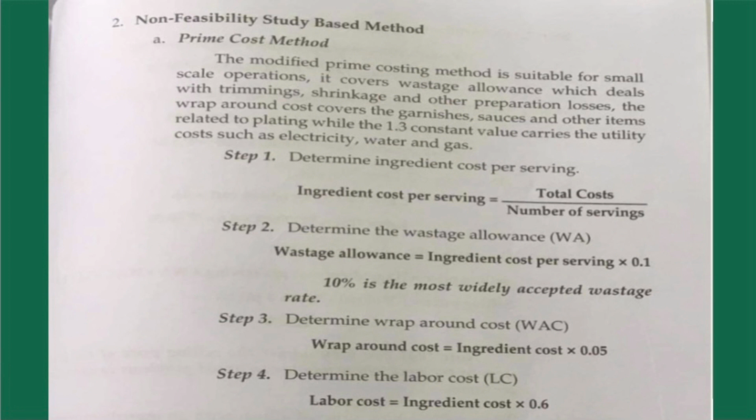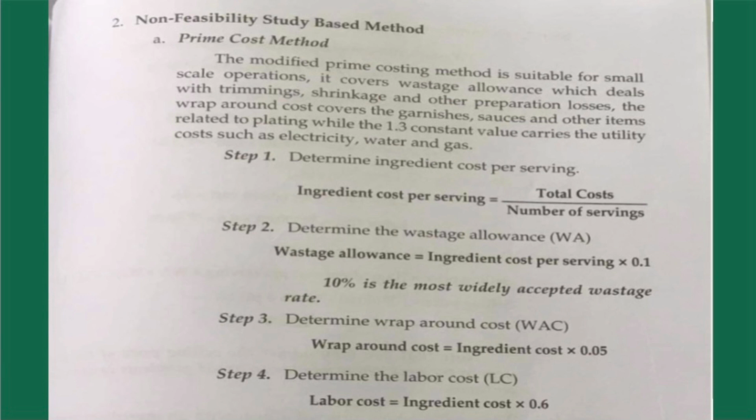Step 1, determine ingredient cost per serving. Formula: ingredient cost per serving equals total cost divided by number of servings. Step 2, determine the wastage allowance. Wastage allowance equals ingredient cost per serving times 0.1.